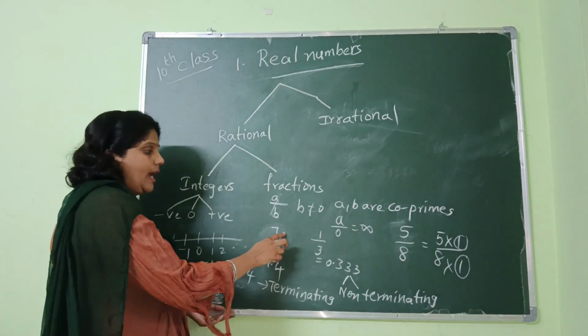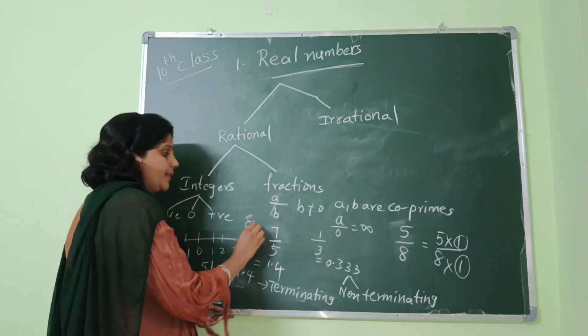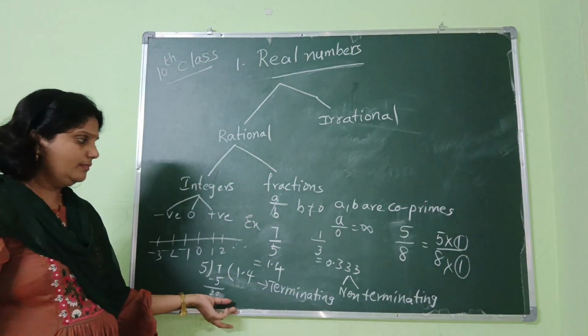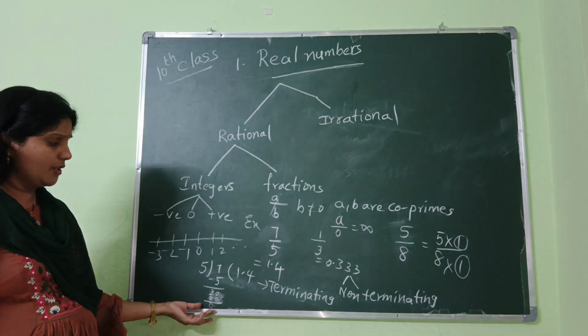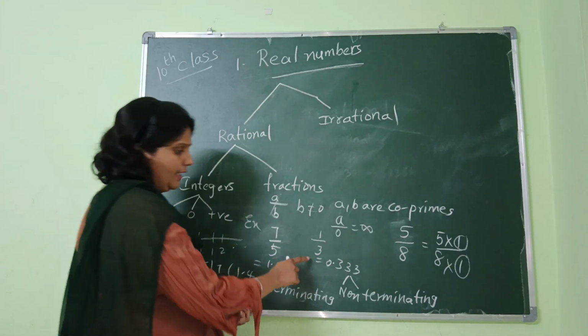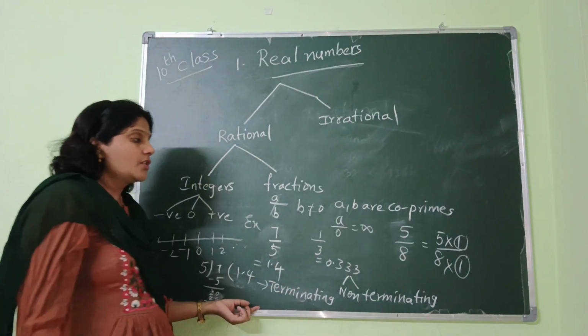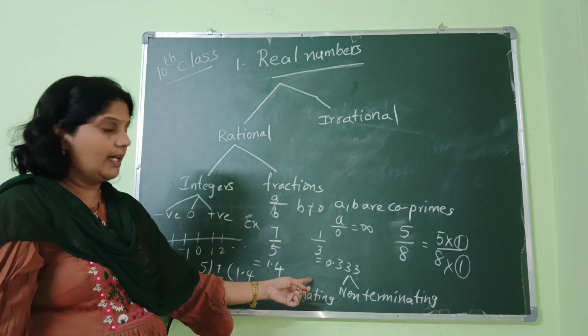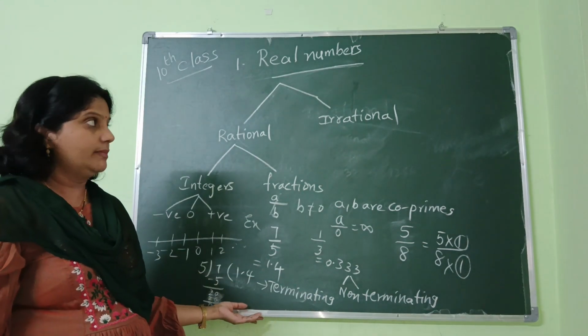So I'm taking 2 examples. 7 by 5. So 7 by 5 answer is 1.4. So we got here remainder as 0. So if the remainder is 0, we will call it terminating. Here 1 by 3, that is 0.33. So here we are not getting the remainder as 0. So when the remainder 0 does not come, then we will call it non-terminating. Okay.